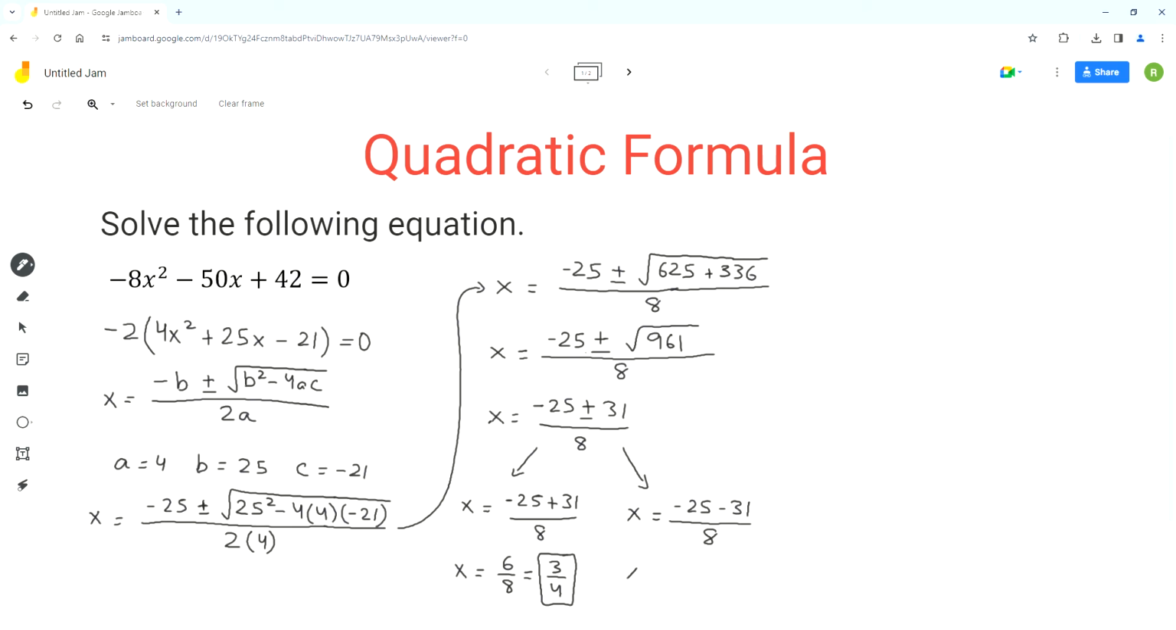Now we can simplify the negative case. So negative 25 minus 31 is equal to negative 56 over 8, which can be reduced to just negative 7. So that's our second solution. So this equation has two solutions, 3 over 4 and negative 7.